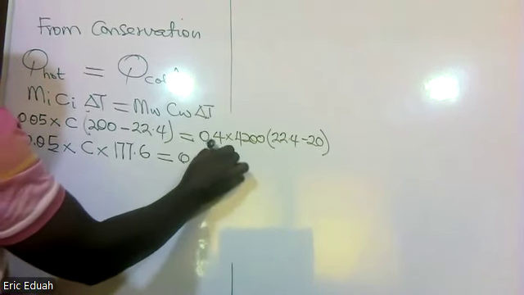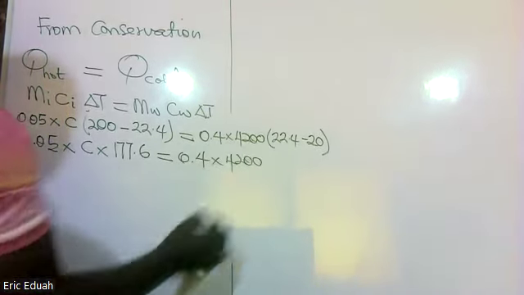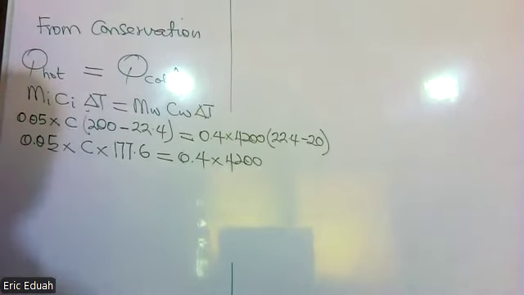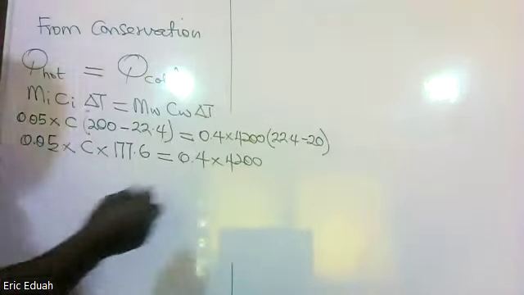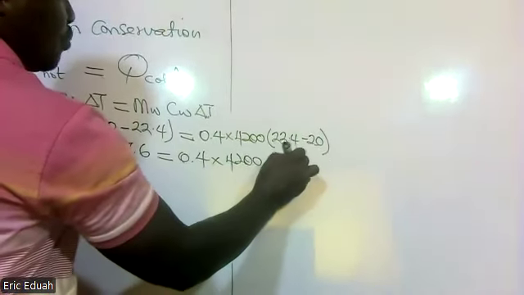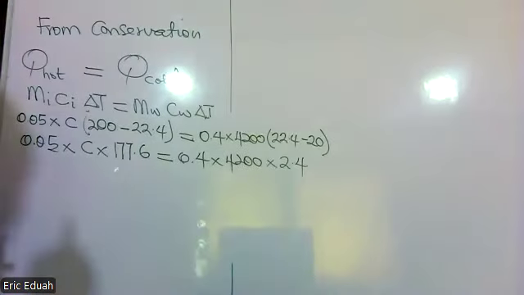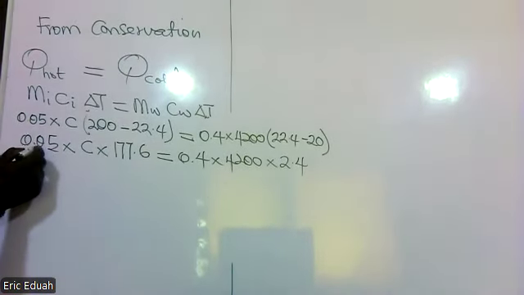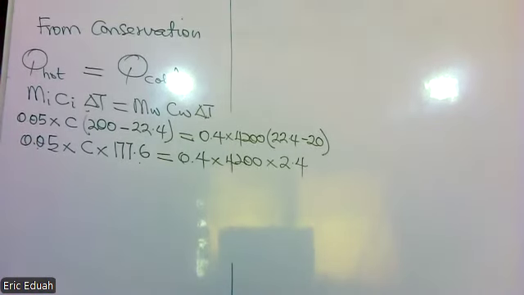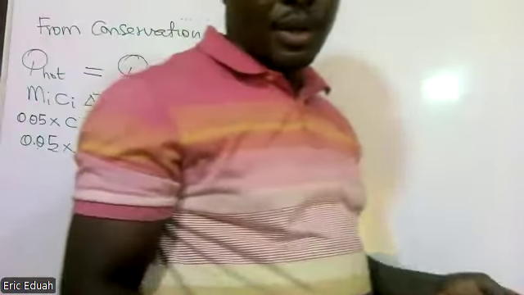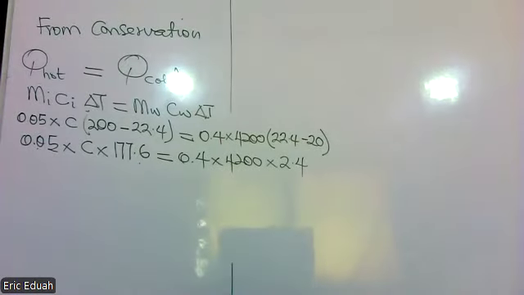Charlotte, you are not here. Adjoa and Co., confirm the calculation for me. Then 22.4 minus 20. This is times 2.4. Multiply this by this for me. 0.05 times 177.6. Please do it for me, let's not waste time when it comes to these things, okay?